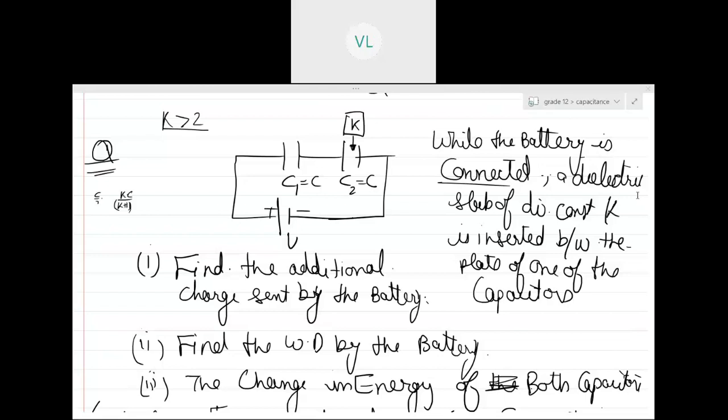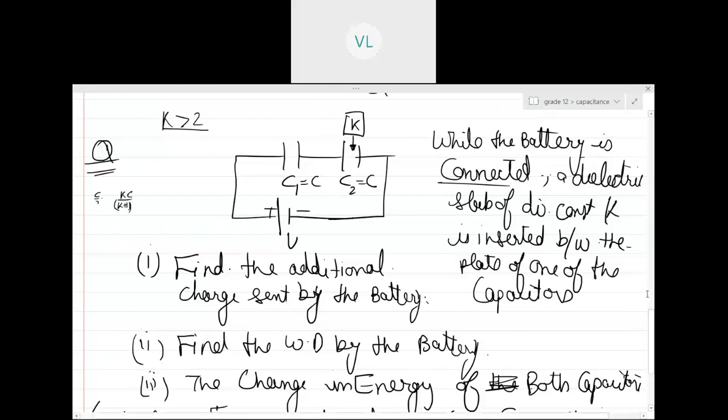Sir, what's the first one? Find the additional charge sent by the battery. No, the answer for the first one. The additional charge sent by the battery. It should be K minus 1 upon K plus 1 into Q. I guess I got K by K plus 1. I'll check. I'll also check once.